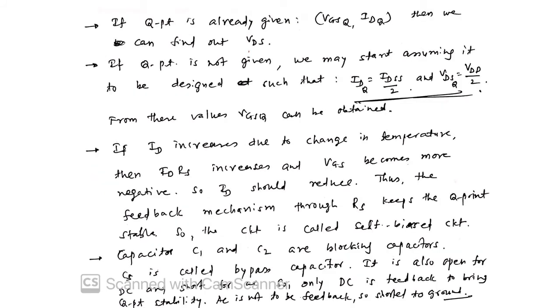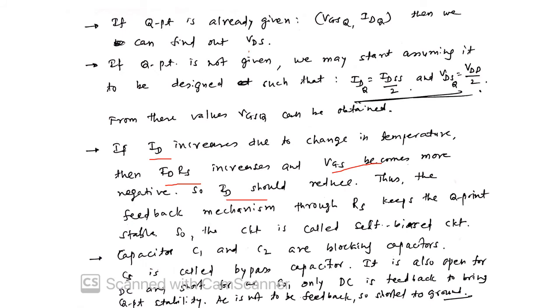Anyway, if ID increases, IDRS increases, and so VS increases. That means VGS will be reduced, and ID becomes reduced. So the overall cycle is to balance the ID. So this is why it is called a self-bias mechanism.